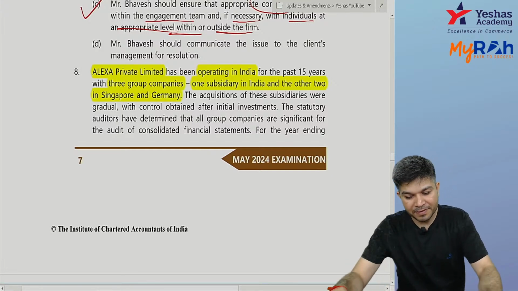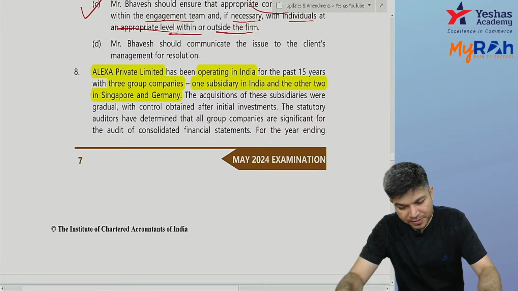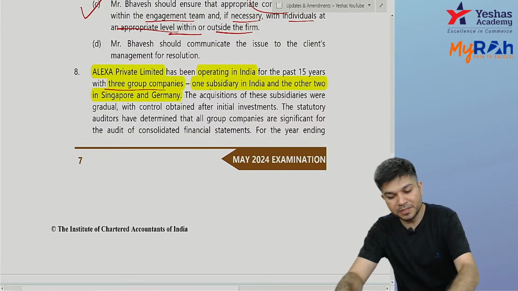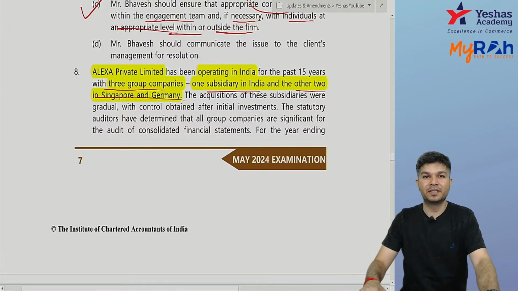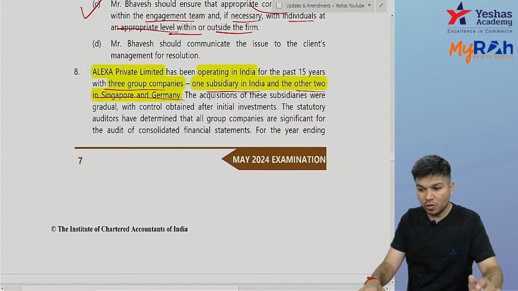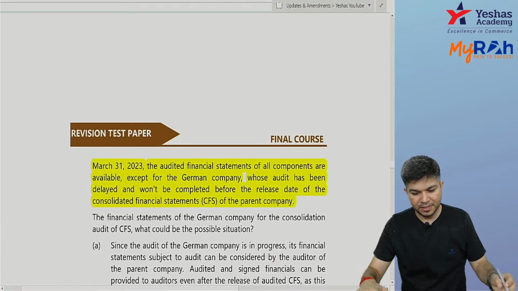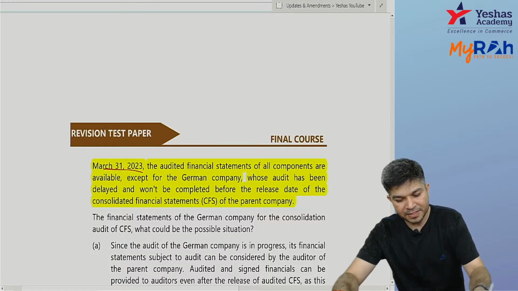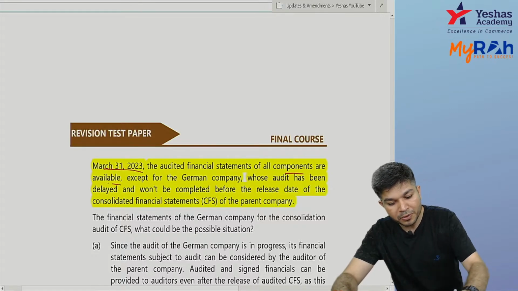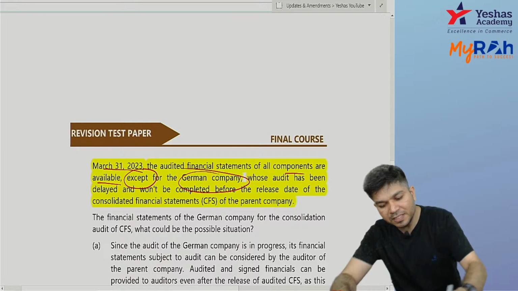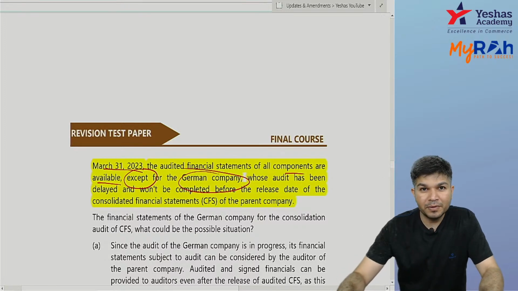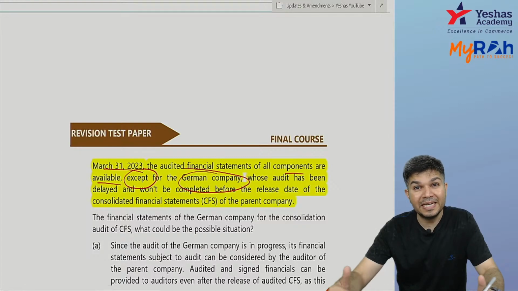Okay, Alexa Private Limited has operations in India. There are 3 group companies: 1 subsidiary in India, the other 2 in Singapore and Germany. So when we are consolidating, how do we consolidate all of them? As of March 31st, 23, the audited financials of all components are available except Germany. We have data available for all except Germany because the audit has been delayed there. Their figures will not be available.